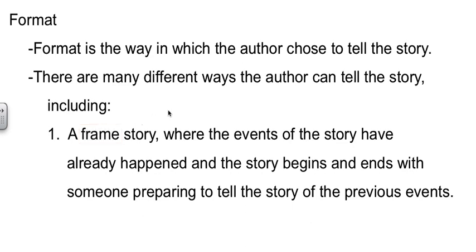The first one is a frame story, where the events of the story have already happened and the story begins and ends with someone preparing to tell the story of previous events. If you've never seen a movie like this, a few examples of a frame story: Fried Green Tomatoes is an example of a frame story. The Butterfly Effect, all those kinds of things where they're starting at the end.